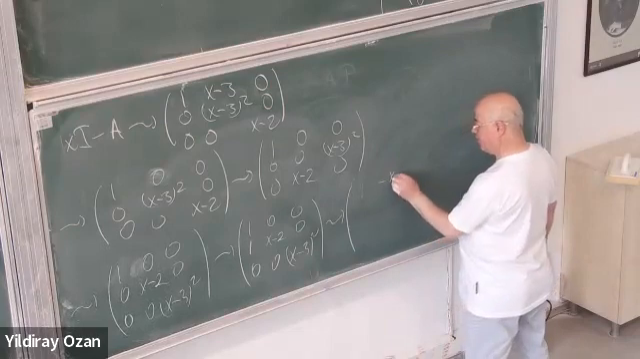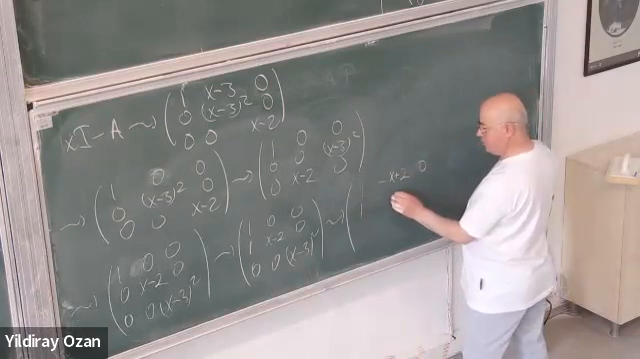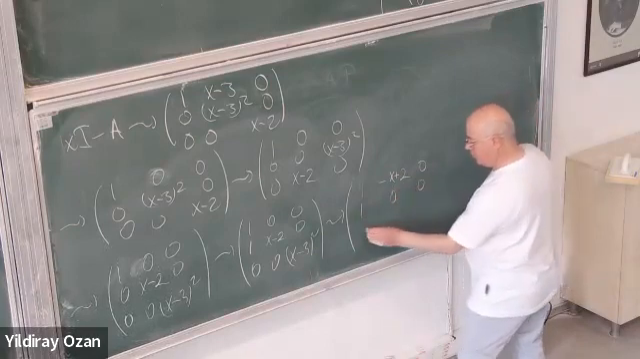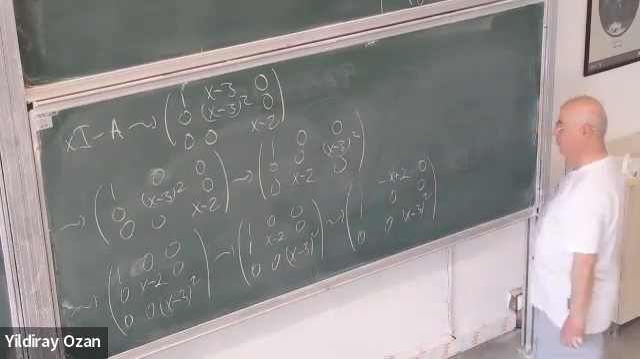So minus x plus 2 will be there. 1, 0, 0, 0, 0, (x minus 3) squared.